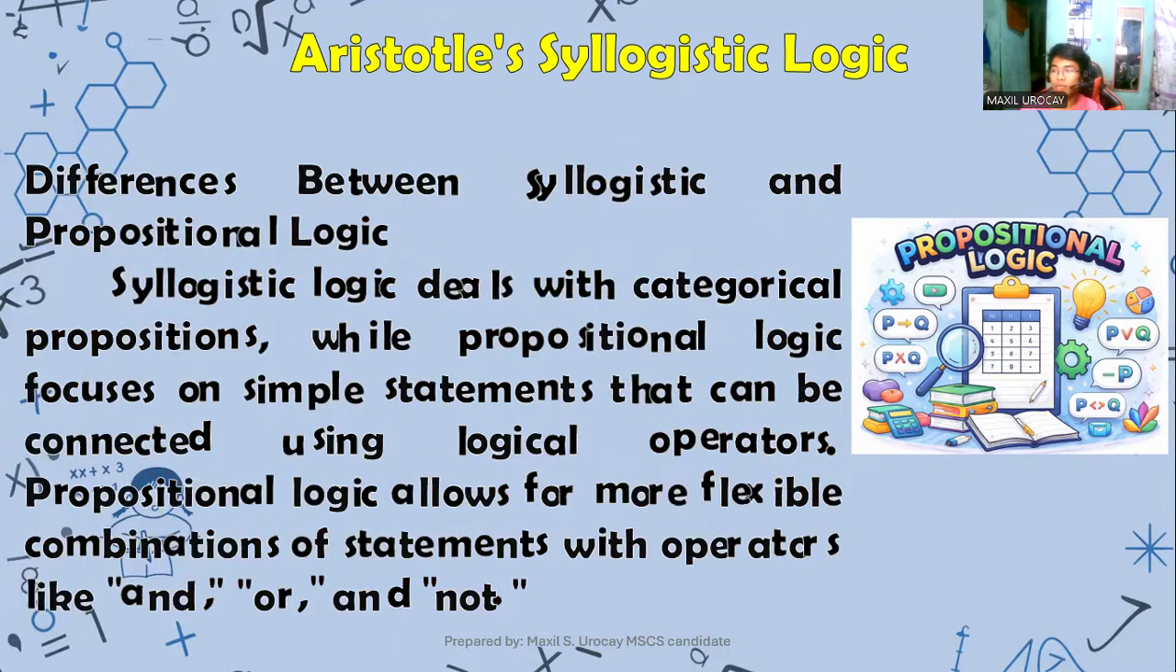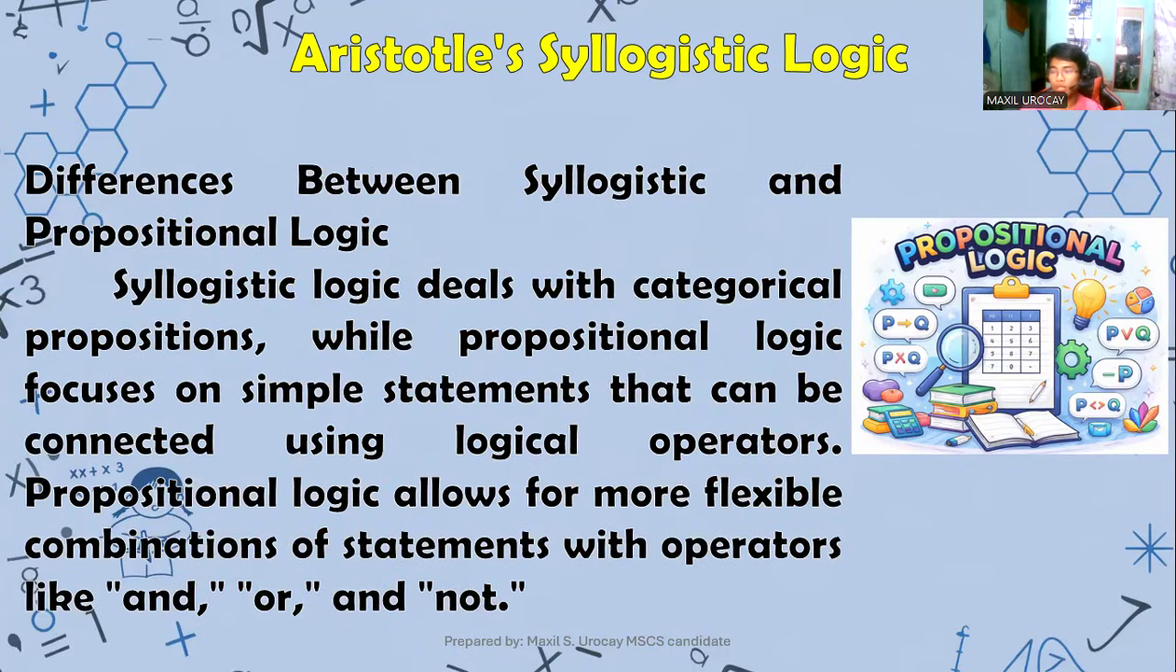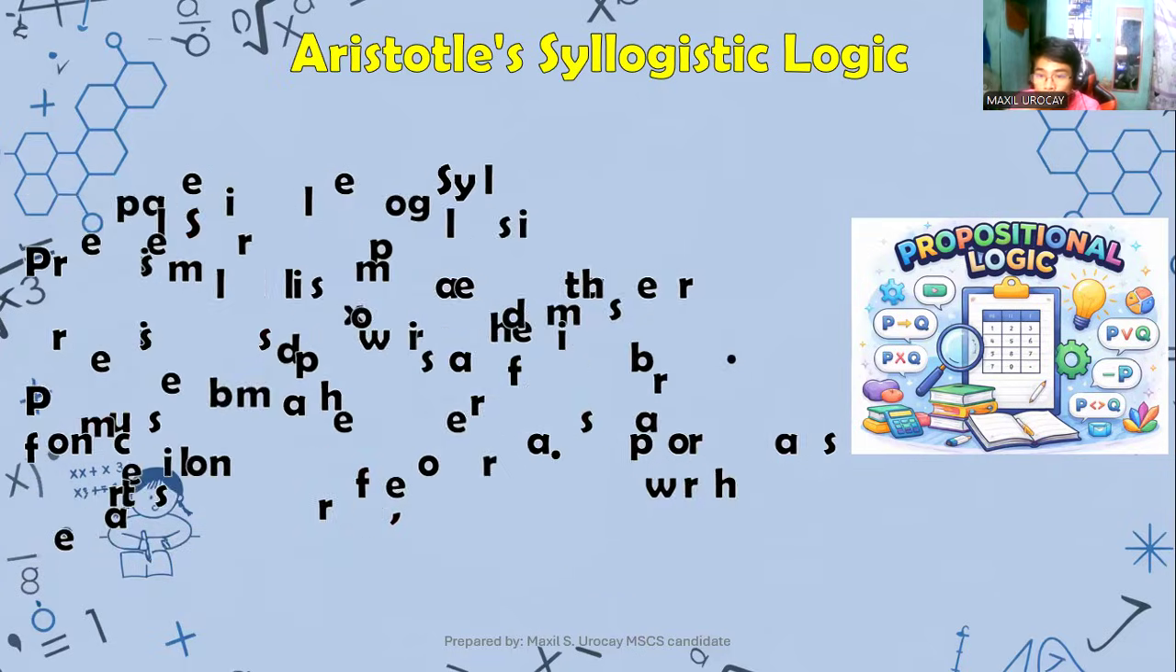Now, the differences between syllogistic and propositional logic. Syllogistic logic deals with categorical propositions, while propositional logic focuses on simple statements that can be combined using logical operators or logical connectives. Propositional logic allows for more flexible combination of statements with operators like and, and so forth. There will be a lot of operators that we'll begin to learn.